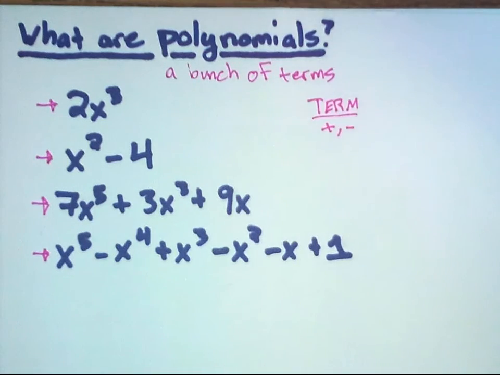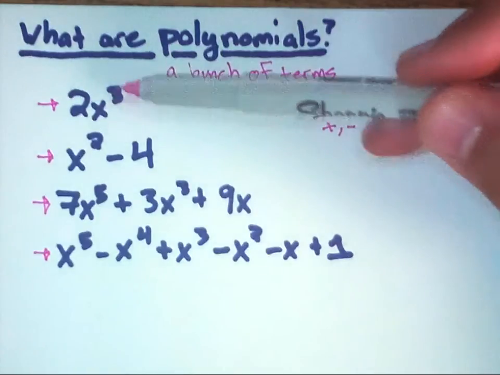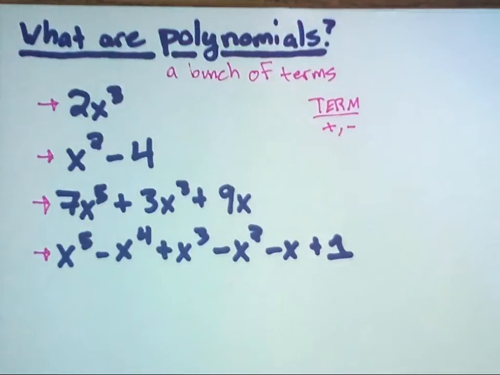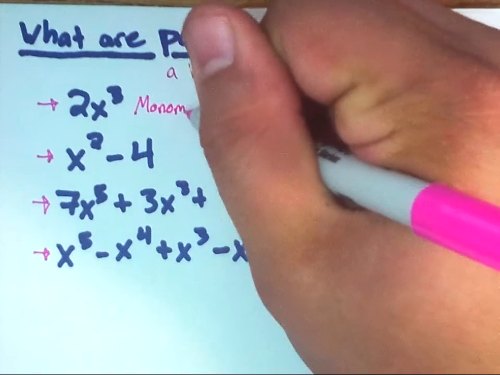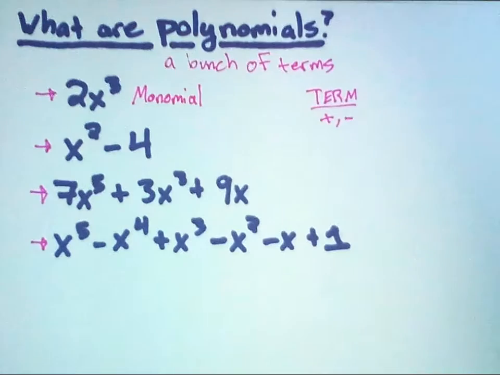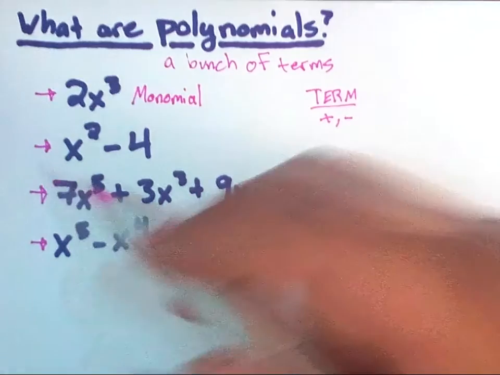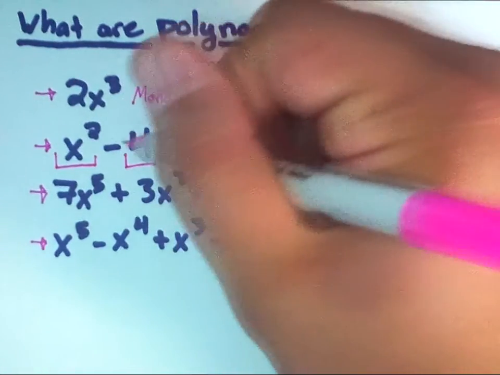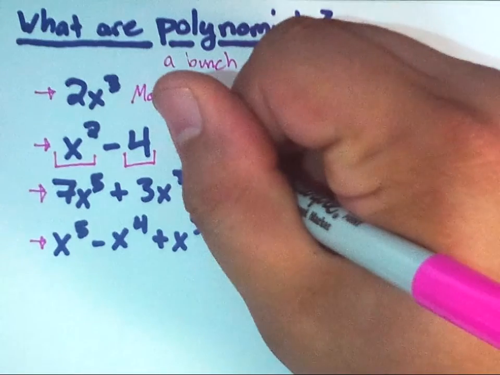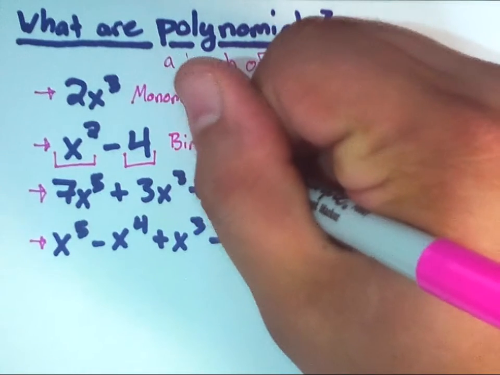So when we look at the first example, we have multiplication and, well, repeated multiplication, but we don't have any addition or subtraction. So this would actually be called a monomial. And monomial stands for one term. Okay. The second example, you can see we have two terms. We have one here and we have one here. They're separated by pluses and minuses. So we call this a binomial.